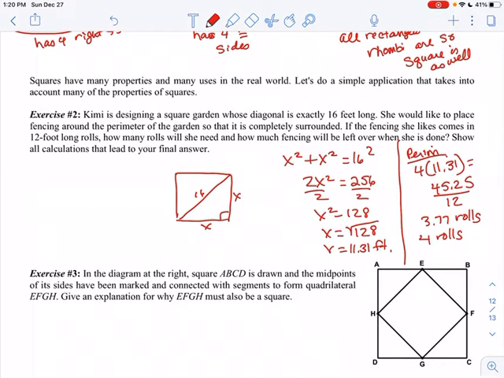And they want to know how much fencing will be left over. Well, 4 rolls, I'm going to start writing up here. 4 rolls is actually going to be 48 feet. So if I take the 48 and I subtract that 45.25, I have 2.75 feet left over.